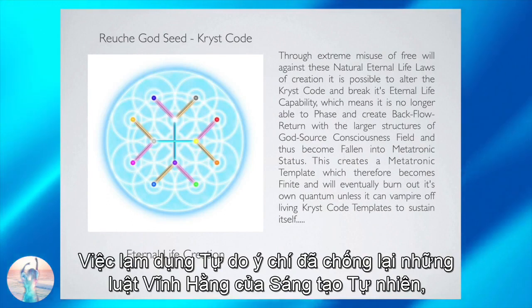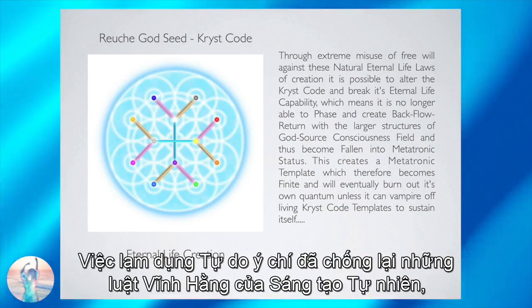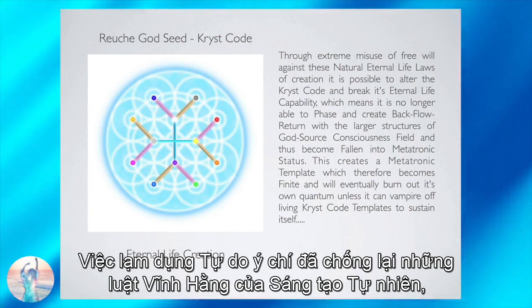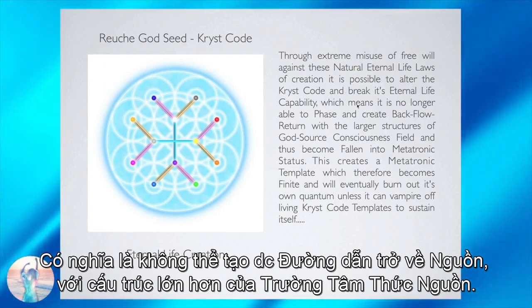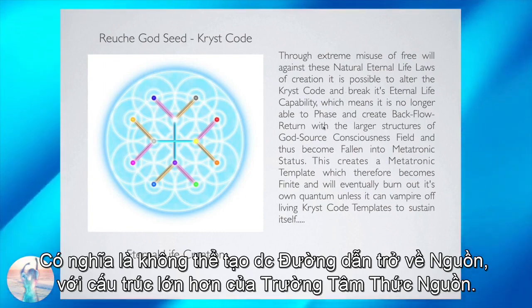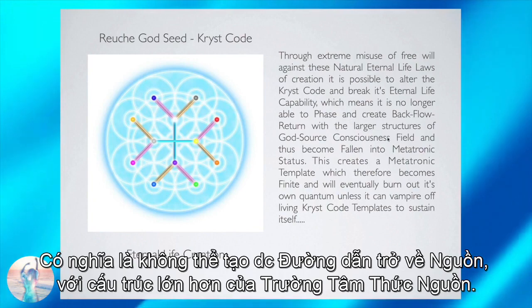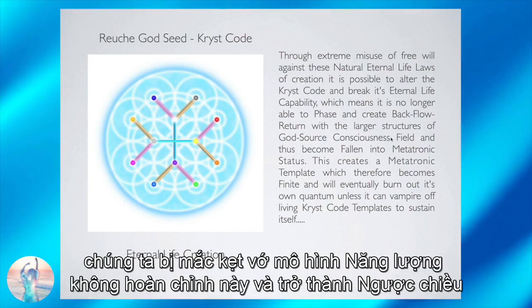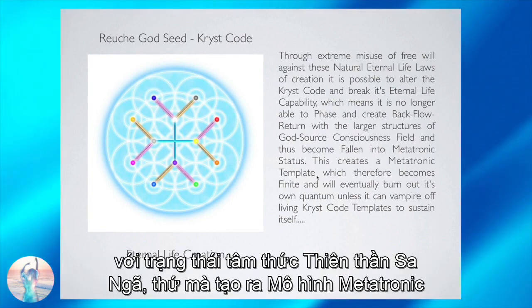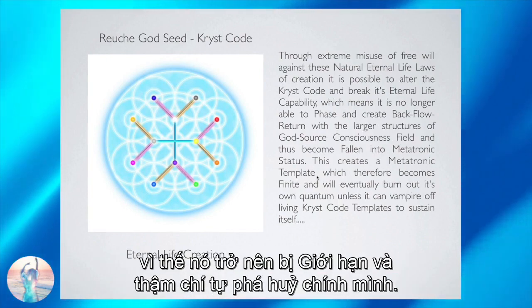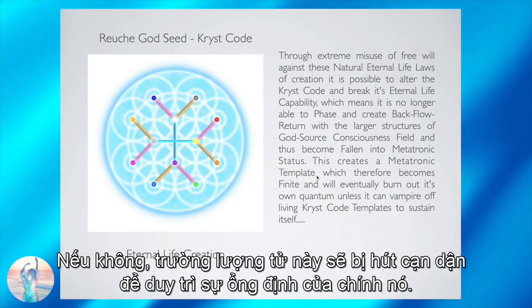Through extreme misuse of free will against these natural eternal life laws of creation as defined in the Christ code, it basically means it's no longer able to phase and create backflow return with the larger structures of God's Source Consciousness field if you mess around with this template, and thus it becomes fallen into Metatronic status. This creates a Metatronic template, which therefore becomes finite and will eventually burn out its own quantum unless it can vampire off living Christ code systems to sustain itself.